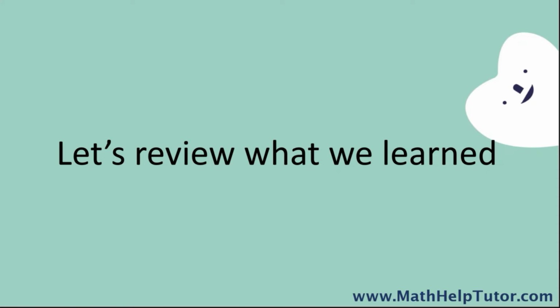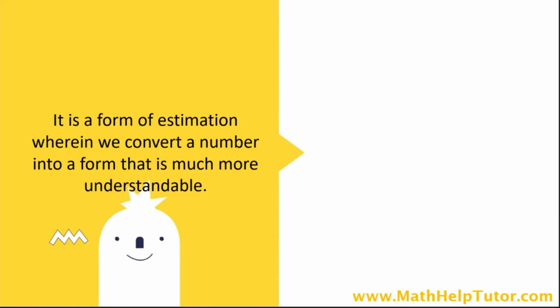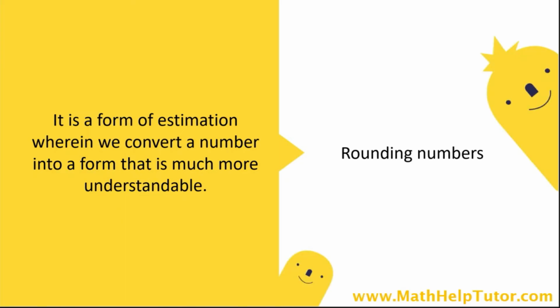Now let's review what we have learned today. You can pause the video if you need more time to answer the questions. Let's begin. It is a form of estimation wherein we convert a number into a form that's much more understandable. The answer is rounding numbers. Rounding numbers is a form of estimation wherein we convert a number into a form that's much more understandable.